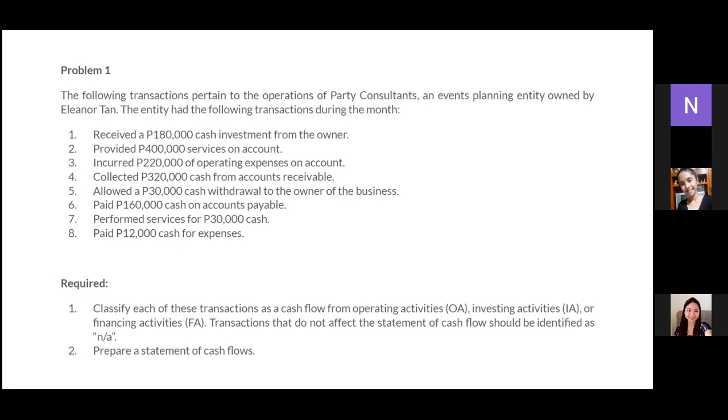And for the seventh transaction naman, under pa rin siya ng operating activities. And for the last transaction is also operating activities din siya. Paid cash for the expenses. So, thank you sa pagsagot.